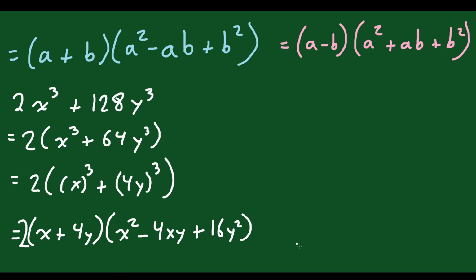That's your final answer. And if you wanted to check your answer here, all you'd have to do is expand this, right? Multiply it out, collect like terms, and see if you get back to the original 2x cubed plus 128y cubed. Now let's do another example.